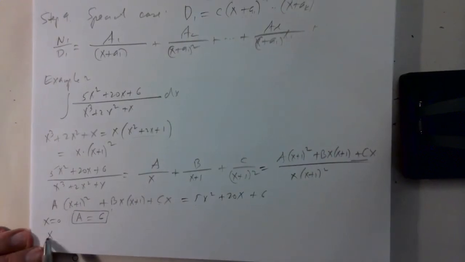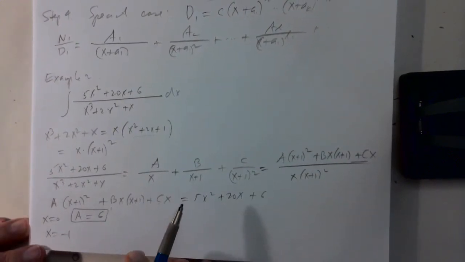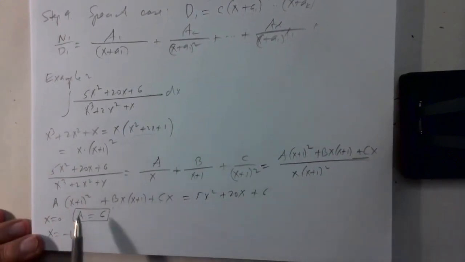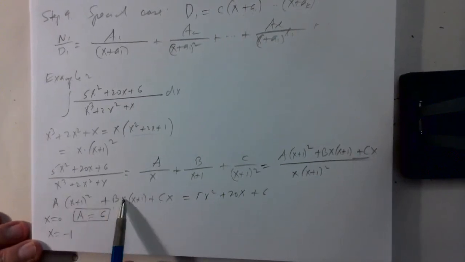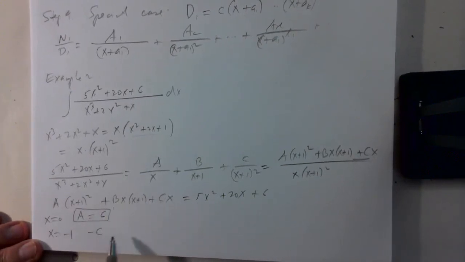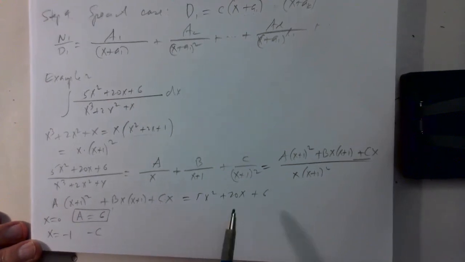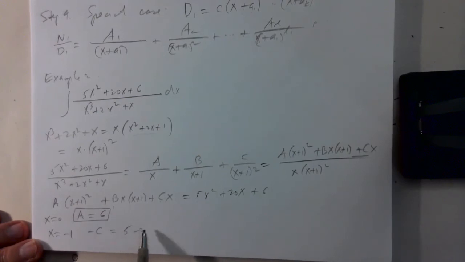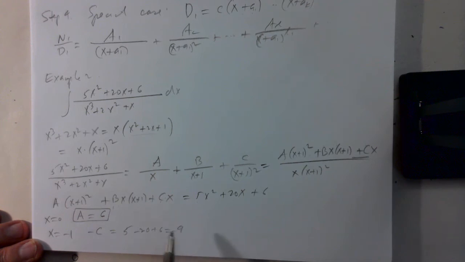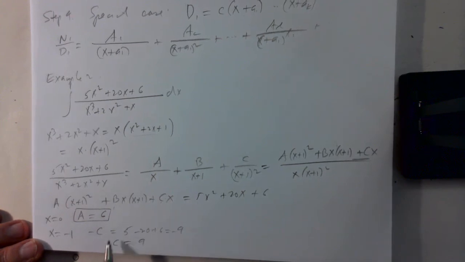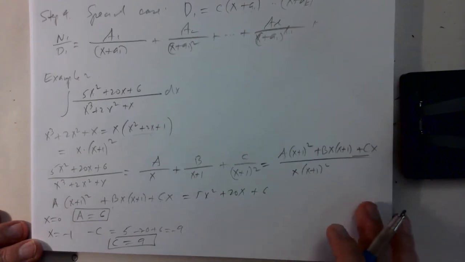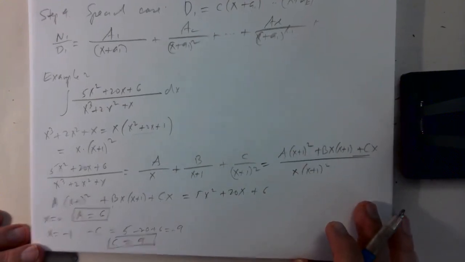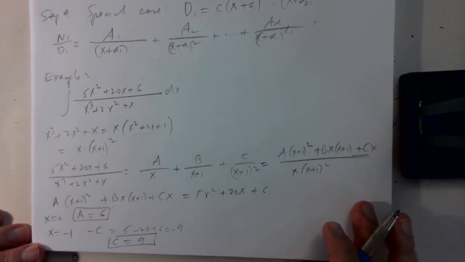Suppose we plug in x equal -1. So x plus 1 is 0. So this is 0, this is 0. This becomes minus c. When x is -1, you get 5 minus 20 plus 6. That's minus 9. So c is equal to 9. So we found a and c pretty quickly.